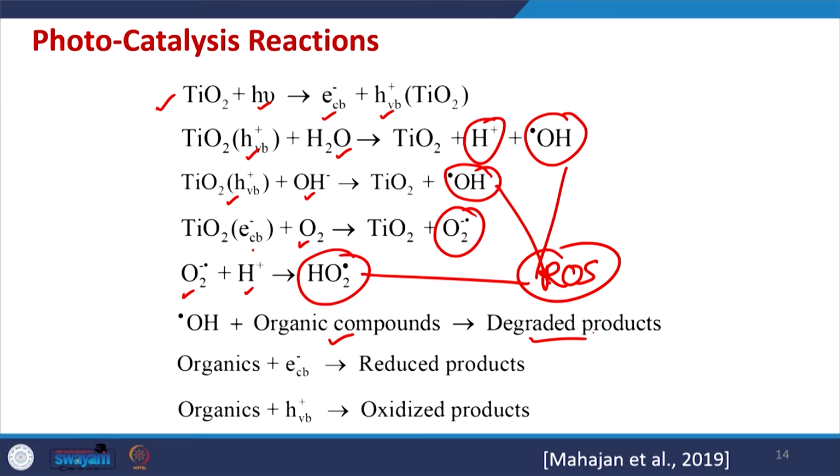So, this is possible. Also, a direct organic compound may interact with electrons and holes. So, we may have a reduced product, we may have an oxidized product. This is direct reaction of the organics with the electron and hole pair, and this is indirect oxidation, where first radicals are generated and then they react with the organic compound. This is how wastewater treatment happens via advanced oxidation processes using photocatalysis.